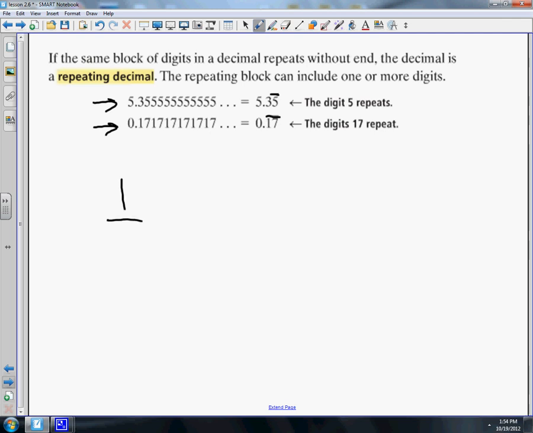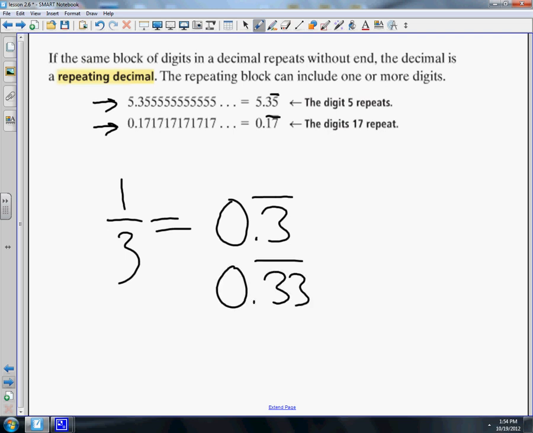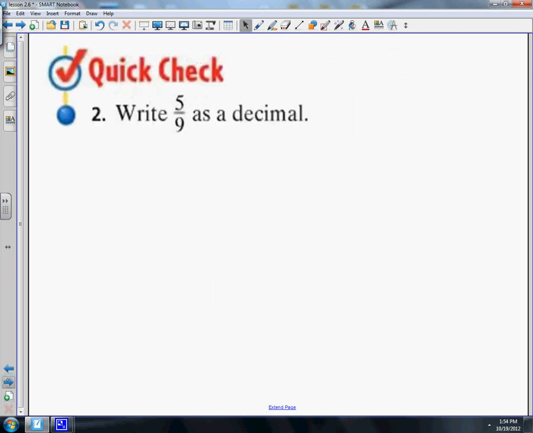A common repeating decimal that you'll see a lot, especially in cooking, is 1/3, which is equal to, and there are two ways you can write it, 0.3 repeating, or sometimes you'll see it as 0.33 repeating. All right, go ahead and try this example out: write 5/9 as a decimal. You're going to work it the exact same way as the other one. Divide the 9 into the 5, but this one is going to be a repeating decimal. Let's see what you get.